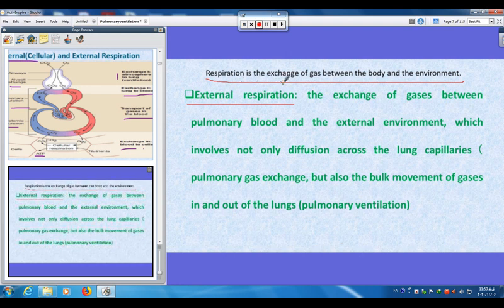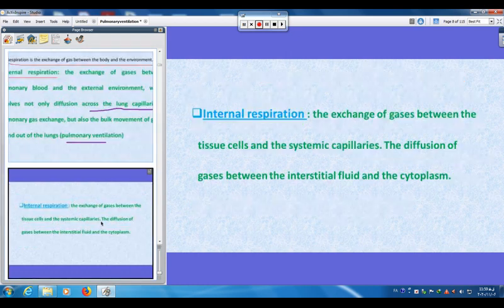Respiration is the exchange of gas between the body and the environment. External respiration means the exchange of gases between the pulmonary blood and the external environment, which involves not only diffusion across the lung capillaries and pulmonary gas exchange, but also the bulk movement of gases in and out of the lungs. This means pulmonary ventilation. Another kind is internal respiration: the exchange of gases between the tissue cells and the systemic capillaries, and diffusion of gases between the interstitial fluid and the cytoplasm.